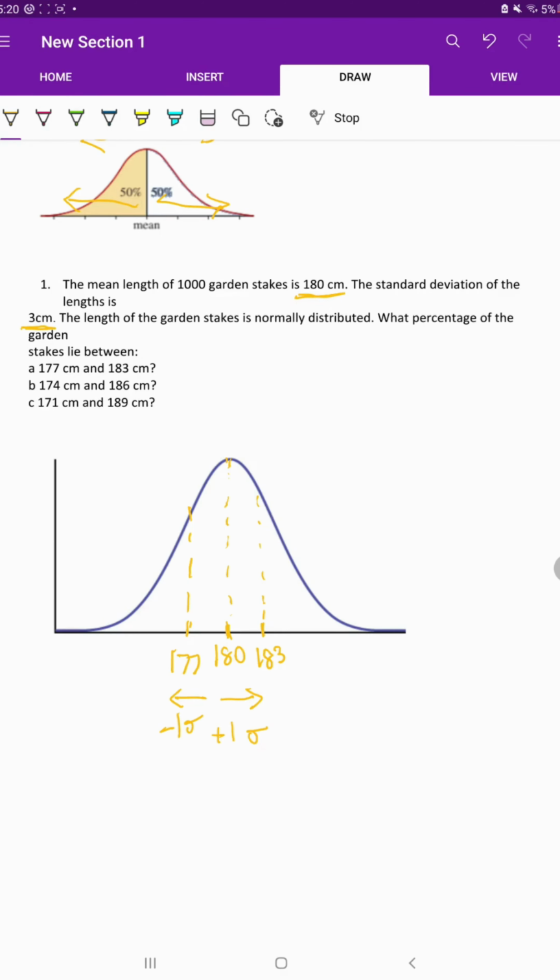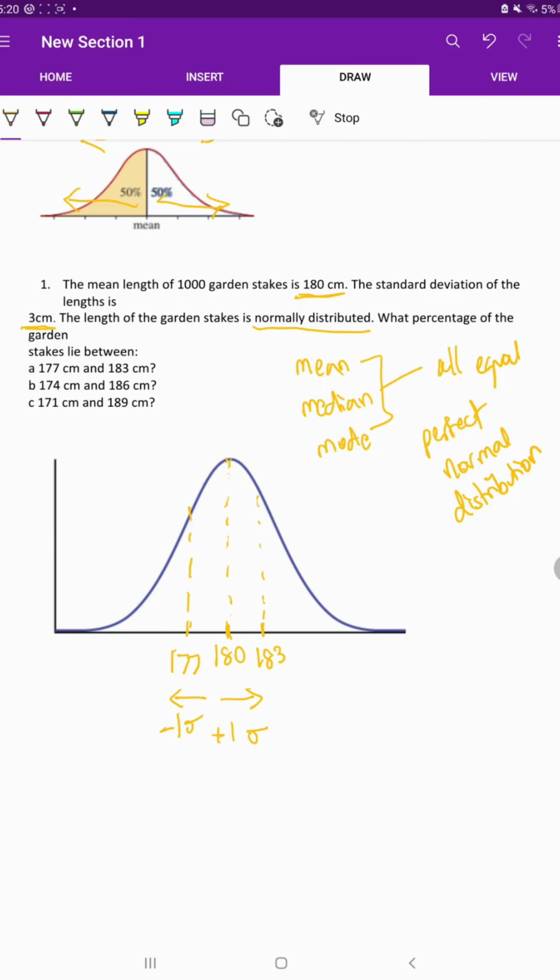The length of the garden stakes is normally distributed, so that just means the mean, median, and the mode are all equal. Now if they're all equal, that means it's a perfect normal distribution. Sometimes there's variations in the mean, which is fine, just by like 0.2, 0.3, something like that. But when they're all equal, we can say it's a perfect normal distribution.